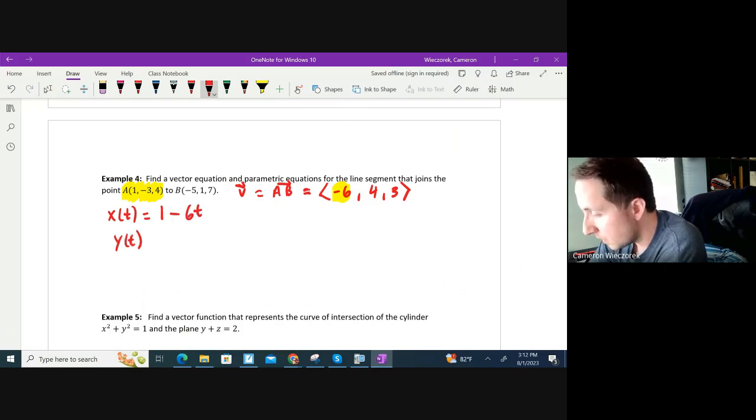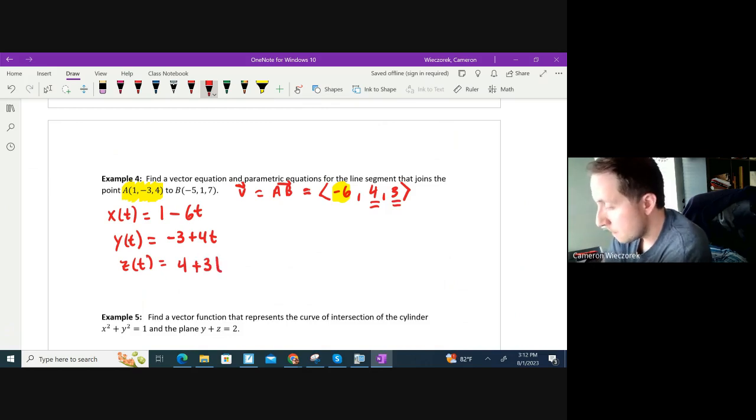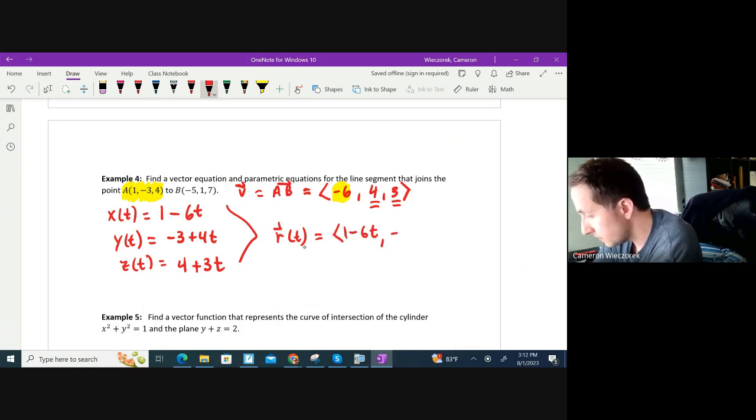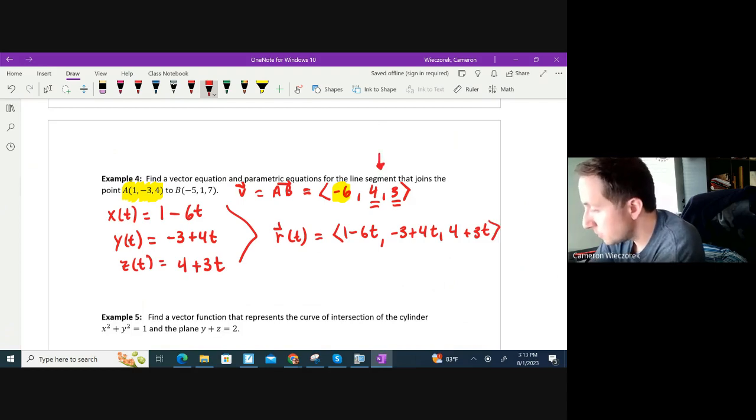Y of t, my y component starts at -3. It grows by 4 units, plus 4t. And my z of t component starts at 4 and grows by 3 units as time increases. Okay, that would be the entire line. So if I was going to make this a vector valued function, I would just write it in component form. R of t would be 1 minus 6t, comma, -3 plus 4t, and the z component would be 4 plus 3t. They ask for a line segment, so we need to specify the parameters on t.